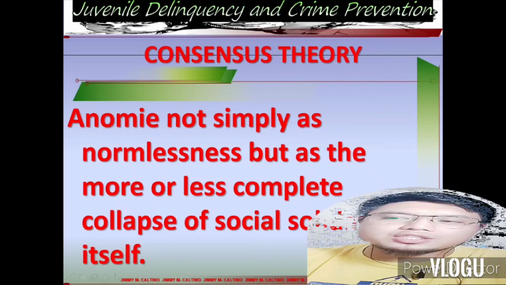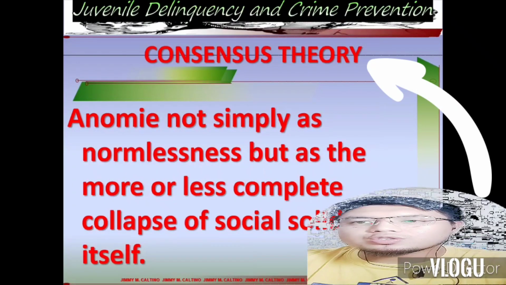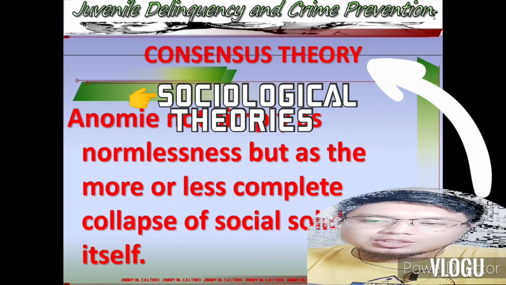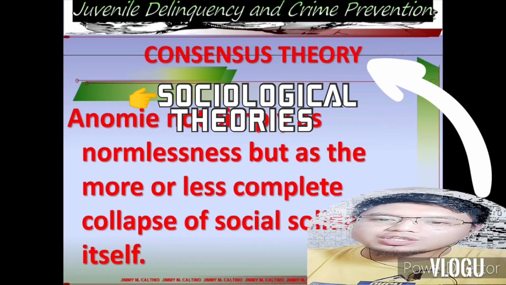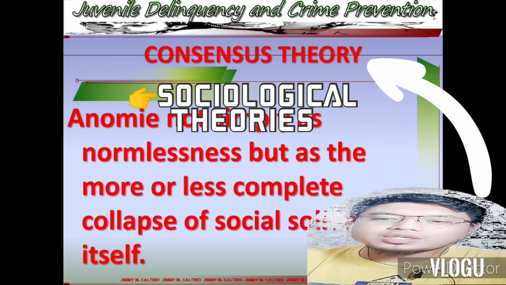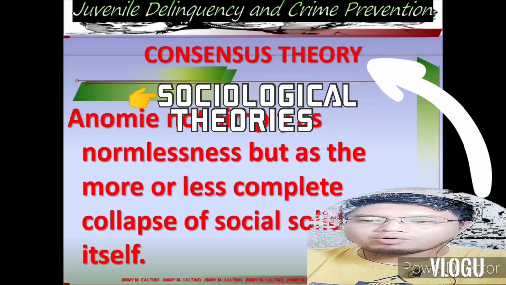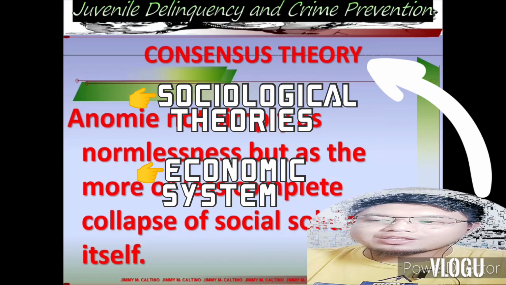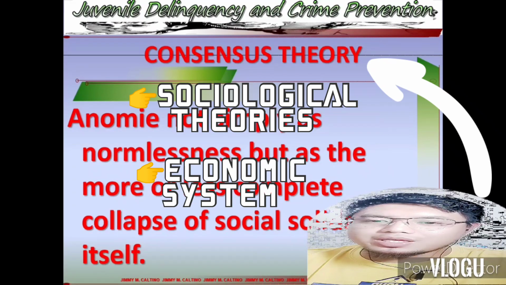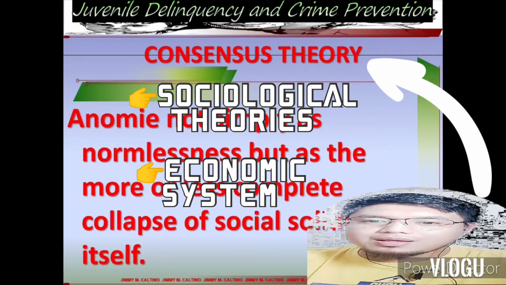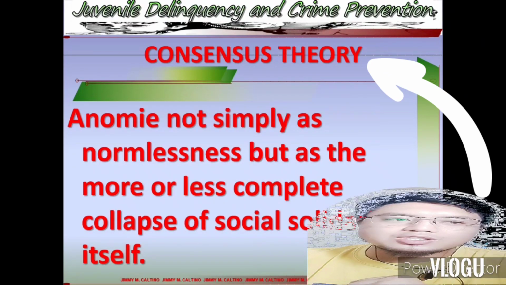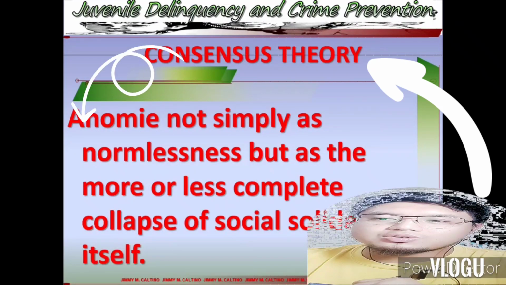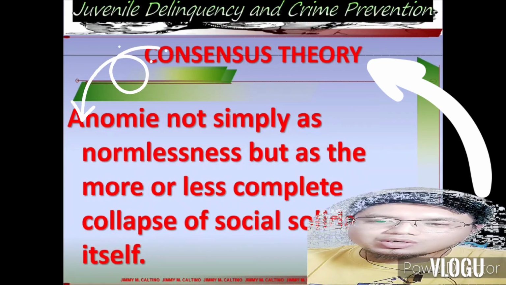Next theory is the consensus theory. This consensus theory belongs to the sociological theories. So again, it is within the environment. So this consensus theory is a social theory that holds a particular political or economic system that is fair, and that social change should take place within the institutions provided by it. Meaning to say that anomie is not simply normlessness, but the more or less complete collapse of social solidarity.